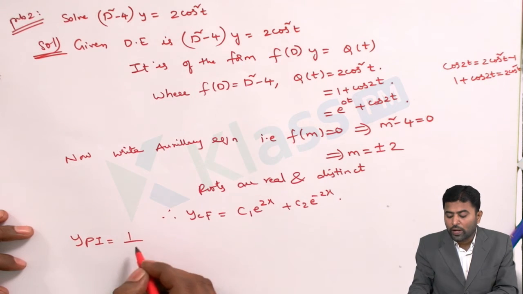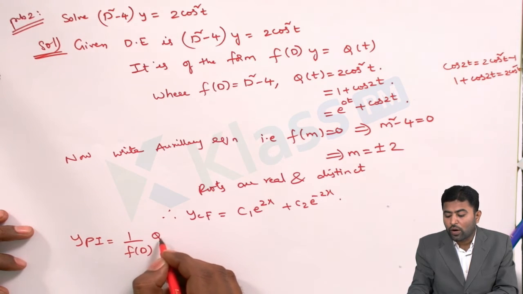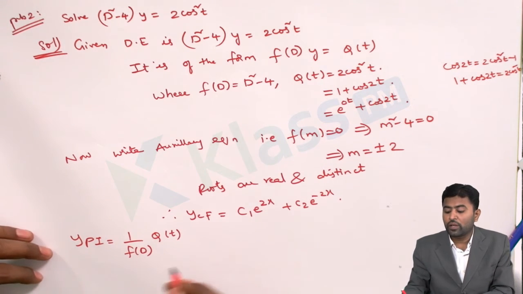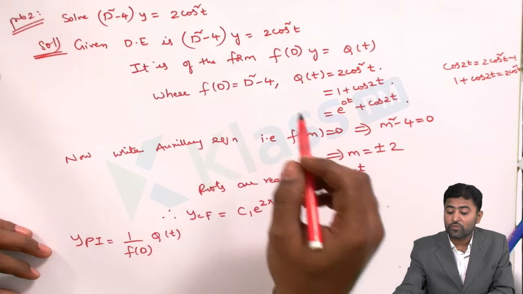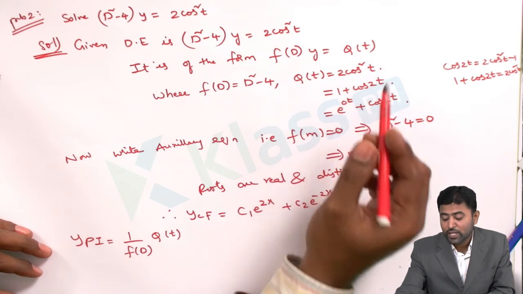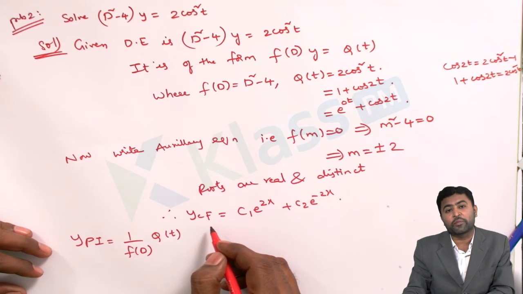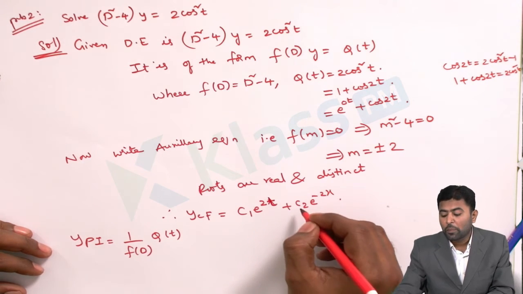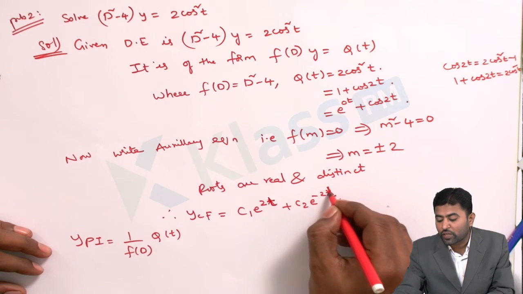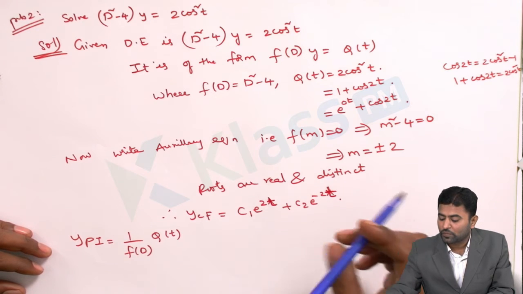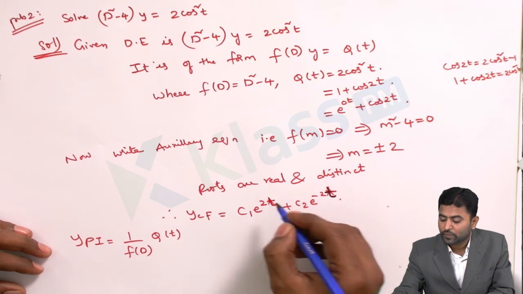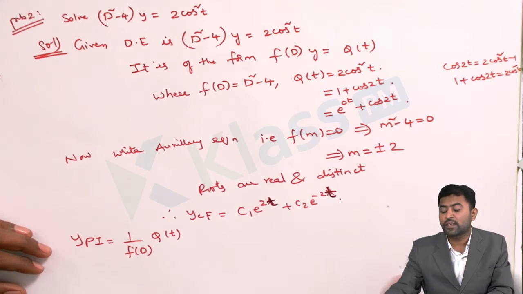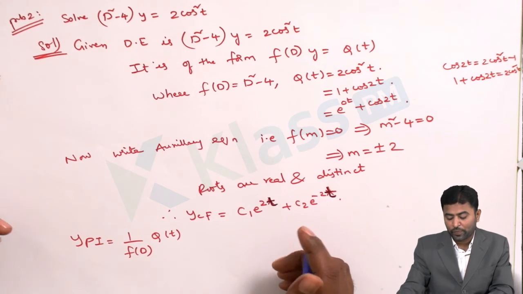YPI is equal to 1 by f of d into q of t. If you observe here, we wrote that in terms of t. So therefore YCF should also be in terms of t, right? So we'll make it as C1 e power 2t plus C2 e power minus 2t. We have to make it 2t, not 2x, because if you observe RHS, it is in terms of t.